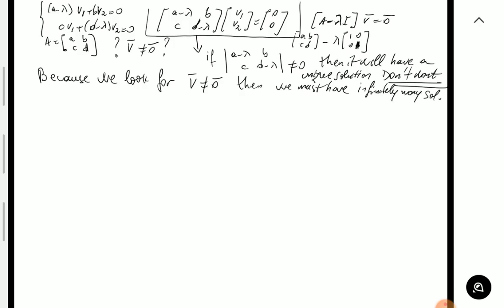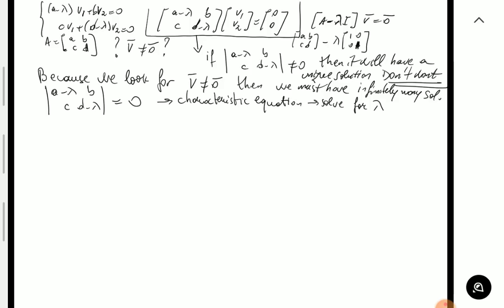Because that's the alternative in this case, right? I mean, if it's not a unique solution, the determinant is equal to 0. So that's going to happen if the determinant of the matrix A minus lambda, B, C, D minus lambda is actually equal to 0. So this is the so-called characteristic equation that you get to solve for lambda.